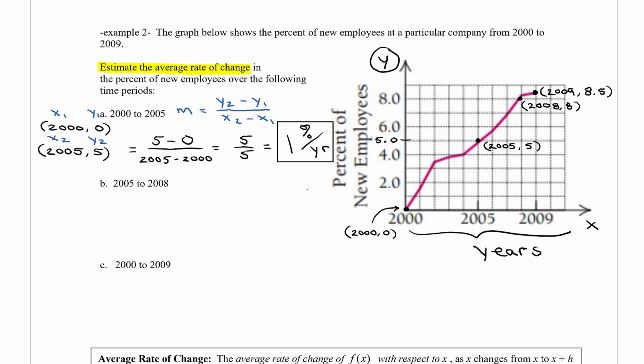So it will be 1% per year. That will be the average rate of change from 2000 to 2005. We're going to go ahead and box that answer in. For B, we're looking for the average rate of change from 2005 to 2008.